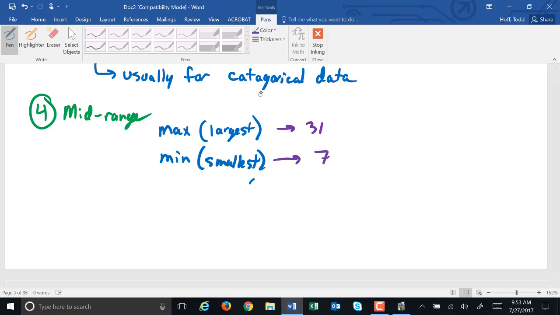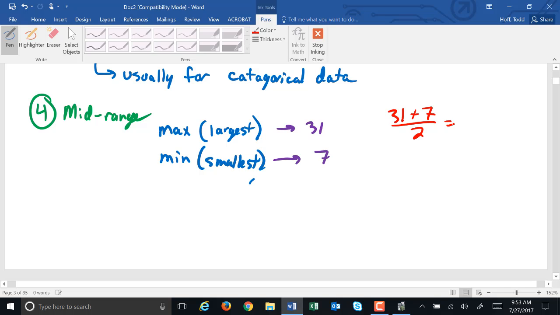The mid-range is found by averaging those two together. Add them together and divide by 2. Now, very important little side note for you. If you're doing this on the calculator, you do 31 plus 7, press equals before you press divided by 2. If you do 31 plus 7 divided by 2 without hitting equals, it'll tell you it's 34.5.